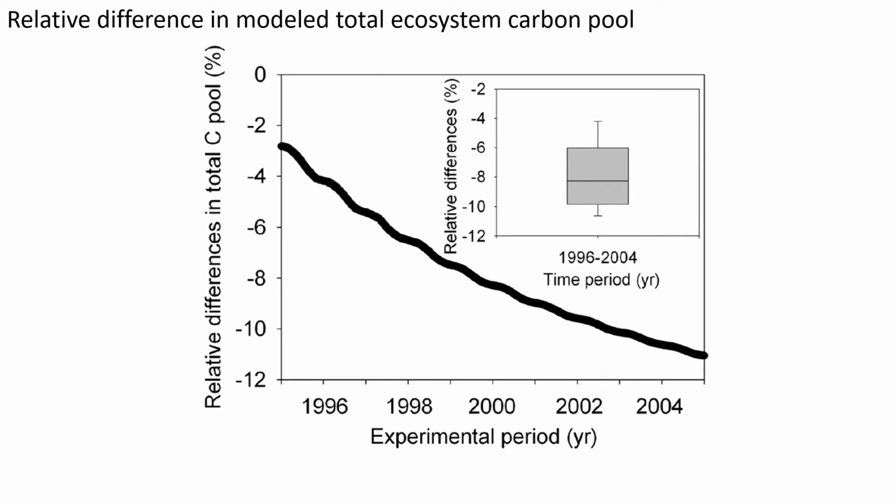Then the relative difference in modeled total ecosystem carbon pool is calculated to illustrate the effect of the changing CN coupling parameters on model prediction. The inset is a box and whisker plot showing the relative difference in modeled total ecosystem carbon pool using two sets of parameters. Total ecosystem carbon pool in the Duke Forest under CO2 enrichment was underestimated by 7.8%.